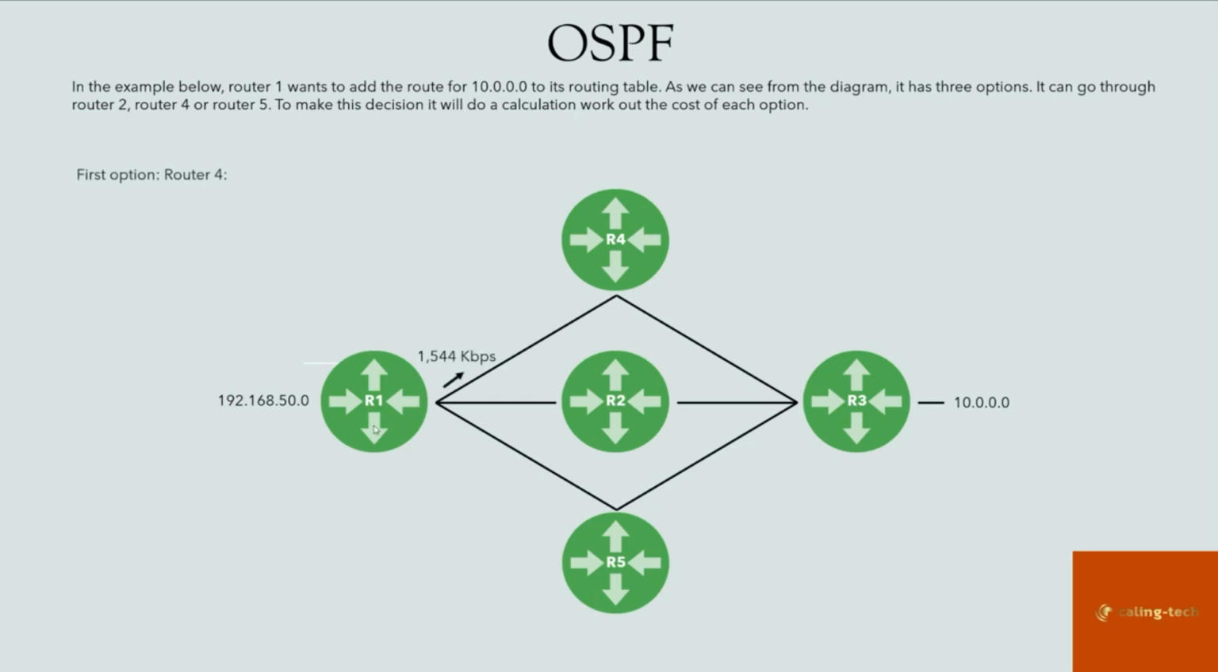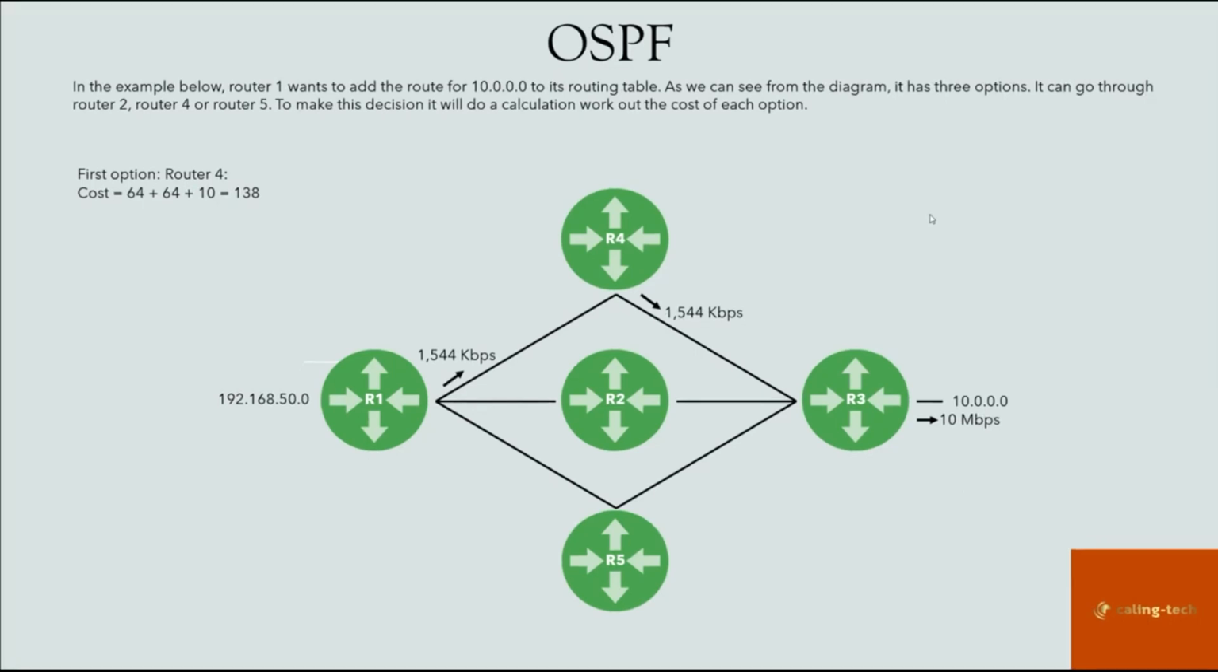So let's say we work out the first option, which is through router 4. The link between router 1 and router 4 is serial, at 1.544 kilobits per second. So that's a cost of 64. The second link is also a serial from router 4 to router 3, and that's a cost of 64. The third link is a 10 megabit link. So that's a cost of 10, which equals a total cost of 138.